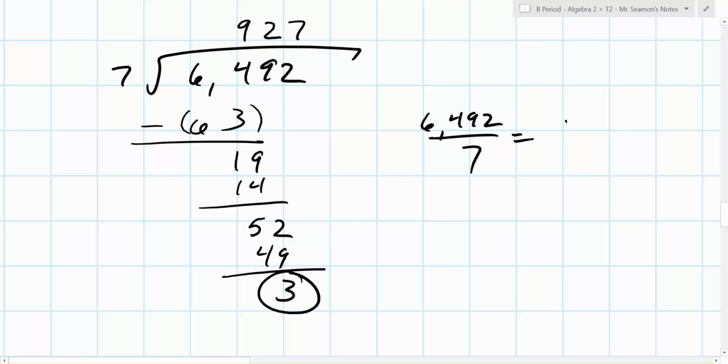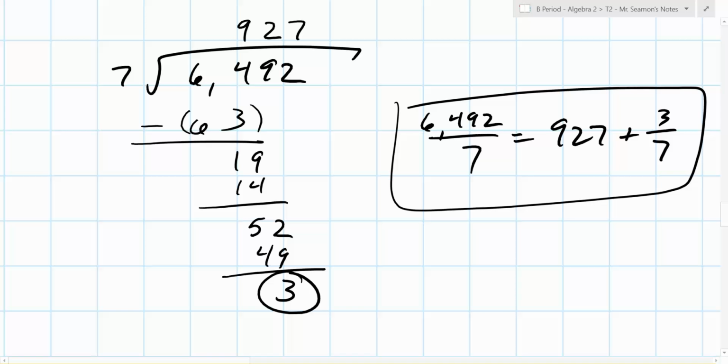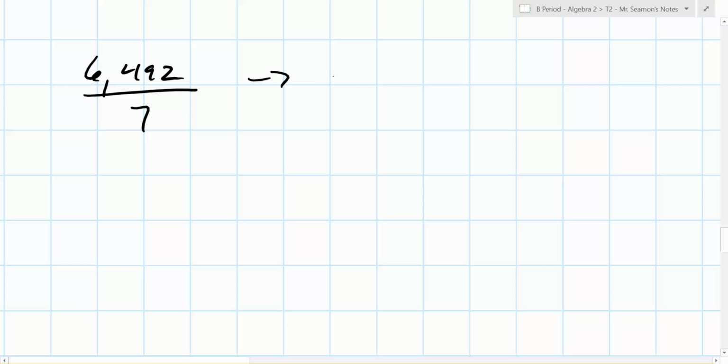Is equal to 927 plus what? 3 over 7. Plus 3 over 7, not plus 3. The remainder is 3, but the actual answer will be 927 plus 3 over 7. So if you had to rewrite it, that's what it means. If I ask you for what the remainder is, you would say the remainder is 3. But the answer, what does this tell us? It tells us this right here. You used to do this. You used long division.